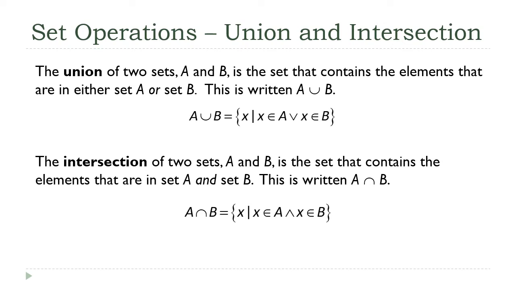Right? Classic definitions, but I've added here definitions using our formal logical notation. So the union is the set of all x's such that x is in A or x is in B. And the intersection is the set of all x's such that x is in A and x is in B.